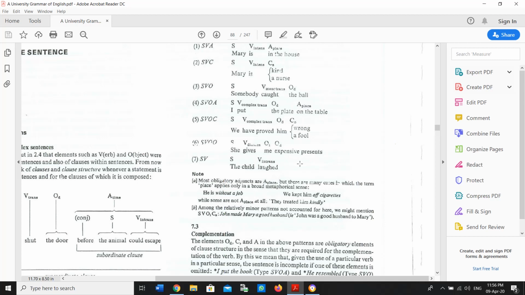Now finally, the final type is SV. Again, this type of verb is different from the previously mentioned verbs, in that it is intransitive. Intransitive means that it requires no added elements in the sentence, and it can stand by itself, subject and verb, in a meaningful way. So if I say "the child laughed," "she is singing," "she is dancing," it has full meaning and needs nothing to complete its meaning.